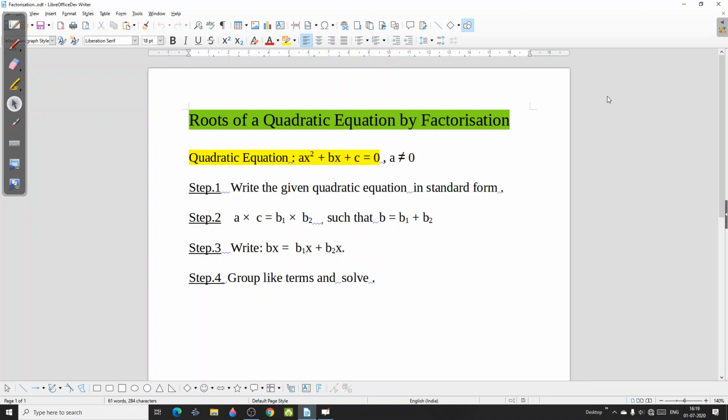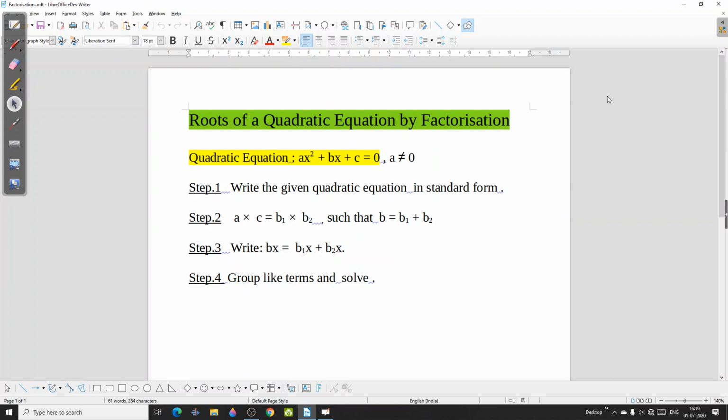Roots of a quadratic equation by factorization. In this video we learn how to find the roots of a quadratic equation by factorization or by splitting the middle term. The concept of splitting the middle term we have also learned in class 9. So let us recall that method.